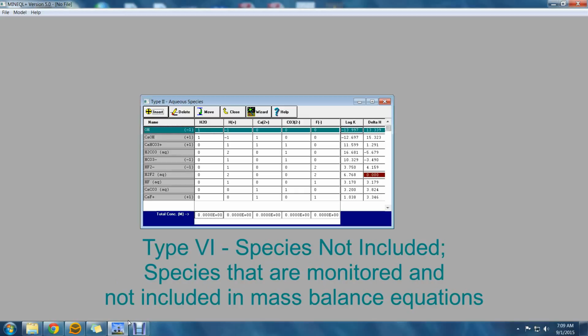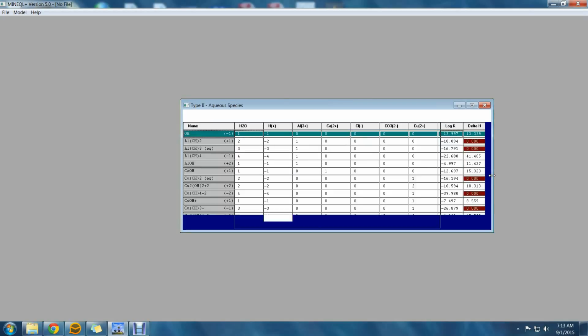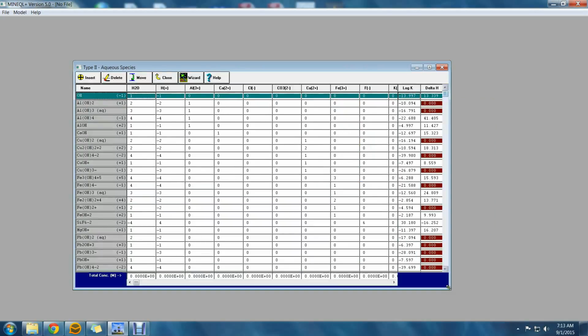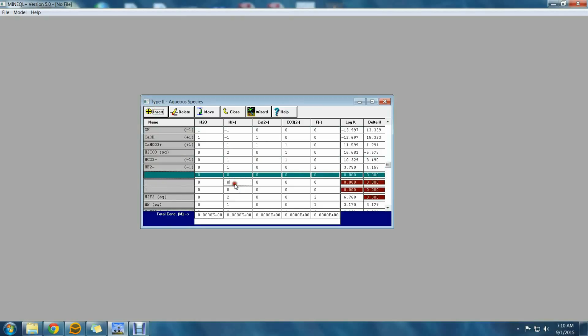These are species that are to be monitored, but not included in the mass balance of the calculation. In version 5, you can also expand the Tableau to get a wider view of your reaction data. The Tableau tool allows you to insert, delete, or move species so systems can be modified. Moving a species means moving it to a different type. This usually is performed with solids, but any species can be moved.